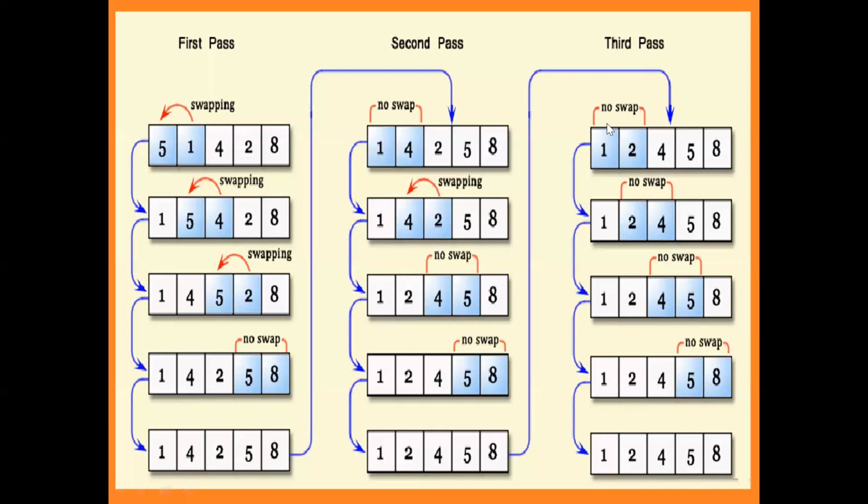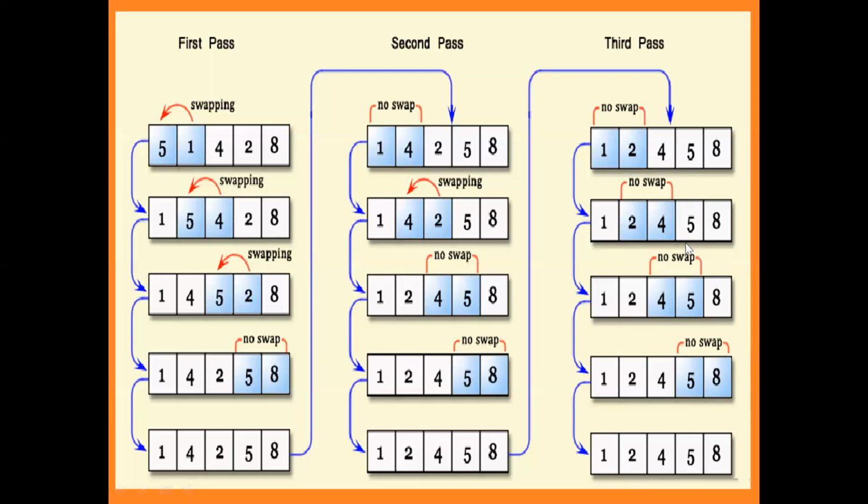Let's try to compare these numbers. The 0th index element will be compared with the next element. Here the 0th index element is 1, which will be compared with the next element. 1 is less than 2, so no need to swap. Now move to the next element. 2 is compared with 4. 2 is less than 4 only, so no need to swap. Then move to the next element. 4 is less than 5. No need to swap. Move to the next element. 5 is less than 8. No need to swap. So we reached the end of the list.